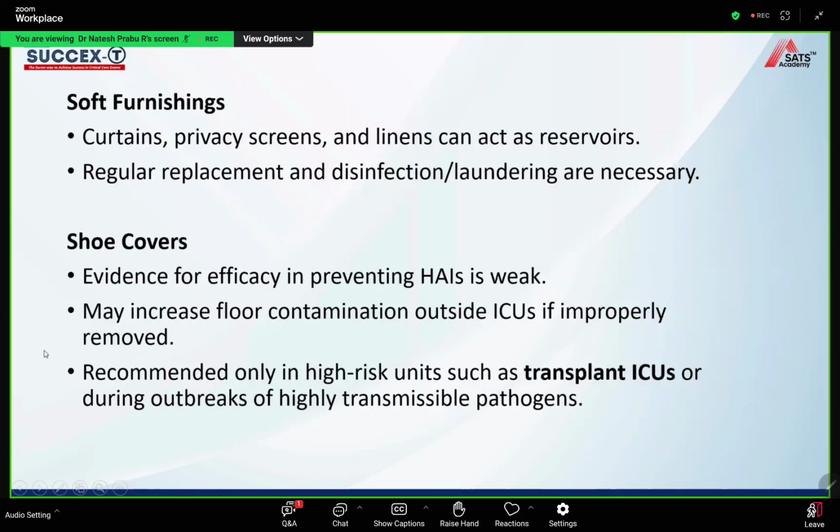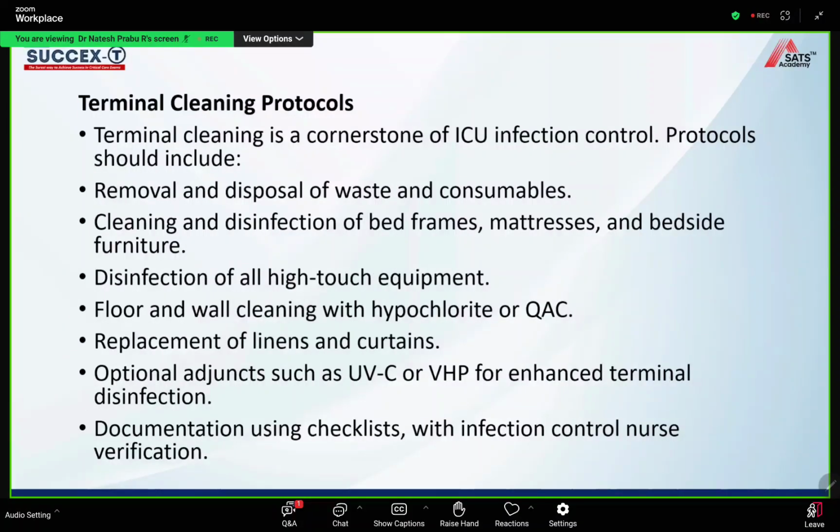Shoe covers have less evidence. The evidence of efficacy in preventing hospital-acquired infection is weak. It may increase floor contamination outside ICUs if improperly removed. It's recommended only in high-risk units such as transplant ICUs or during outbreaks of highly transmissible pathogens. Otherwise, it's not routinely recommended.